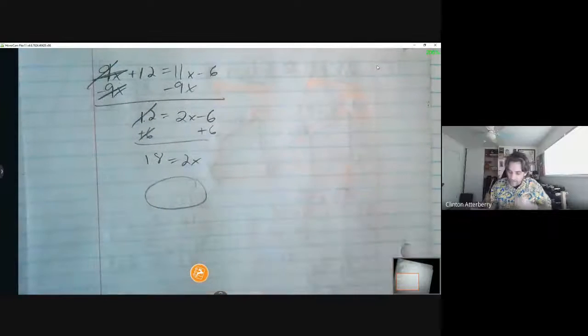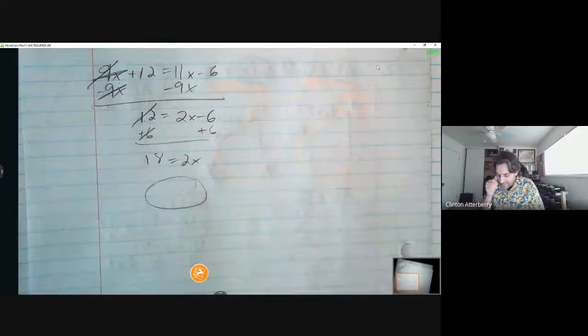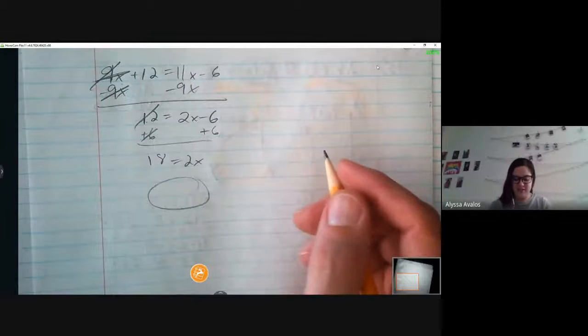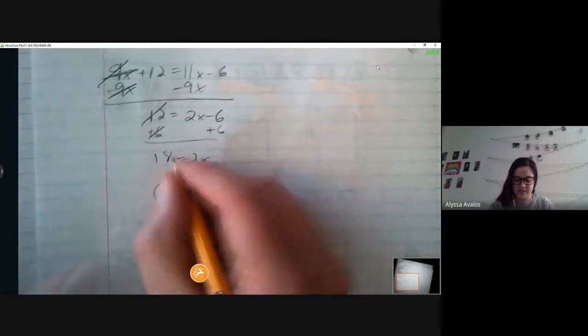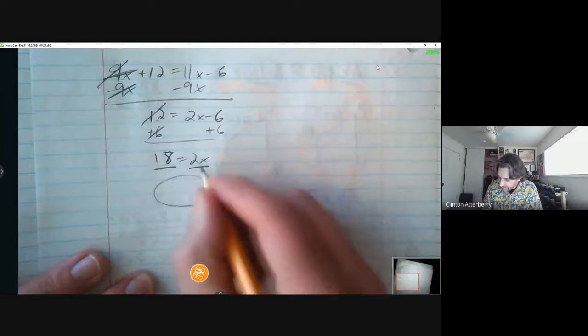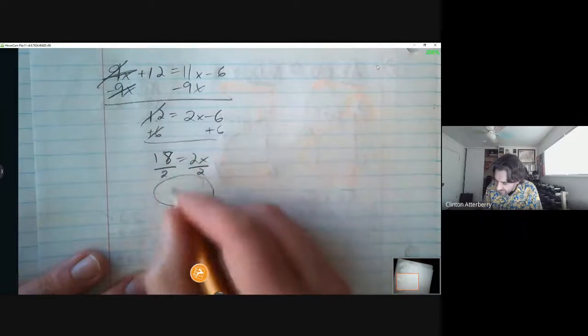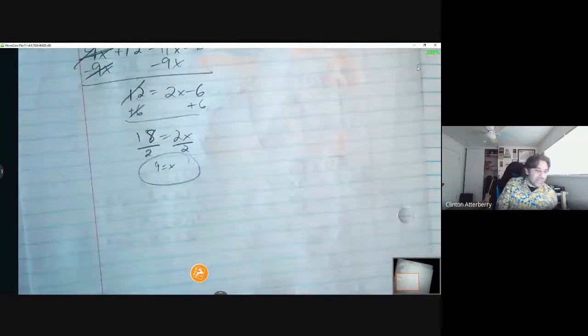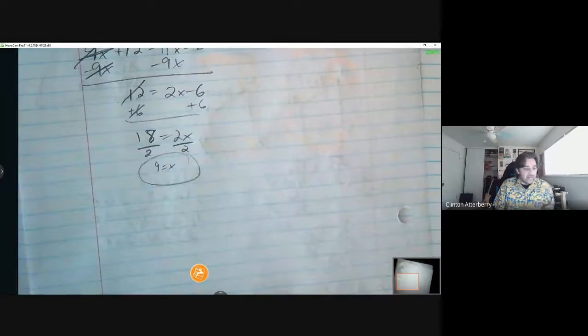Yeah. So what would you get for x in this case? 9. Perfect. Dividing by 2 gives me 9 equals x, which is the same as saying x equals 9. So I'll give you a moment. And now that we know that x equals 9, for your individual question, why don't you finish that off and solve, right, you're going to plug in 9 back into the other questions, right?